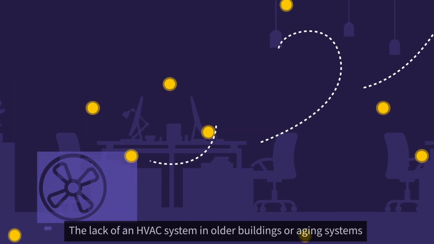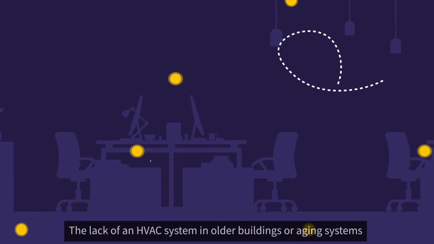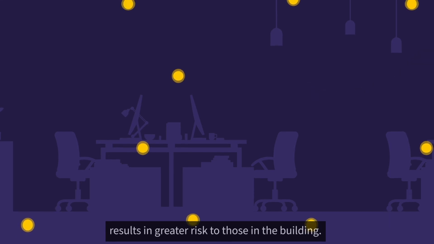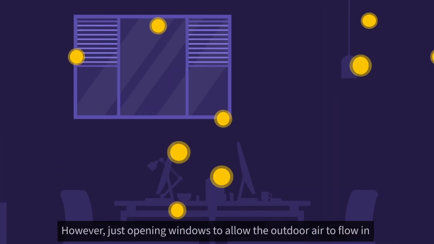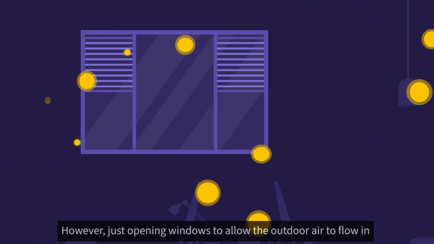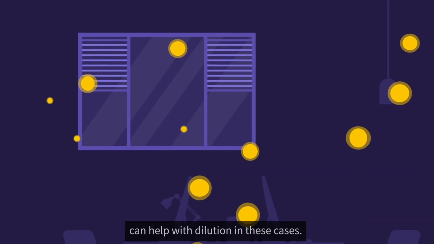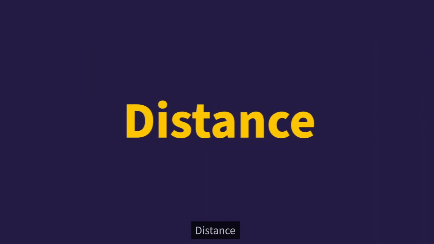The lack of an HVAC system in older buildings or aging systems results in greater risk to those in the building. However, just opening windows to allow the outdoor air to flow in can help with dilution in these cases.